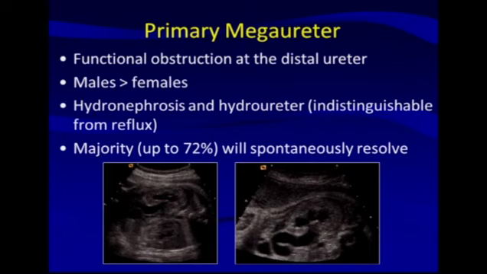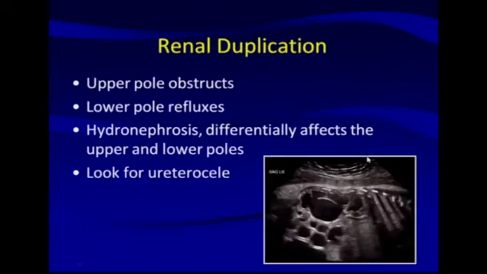And on ultrasound, you can see hydronephrosis, dilatation of the renal pelvic calyceal system, and also dilatation of the ureter. Without this intermittent waxing and waning of the hydronephrosis, primary megaureter is indistinguishable from reflux. And importantly, if these are followed, particularly if the dilatation is not severe, the majority of these neonates after birth will over time spontaneously resolve.